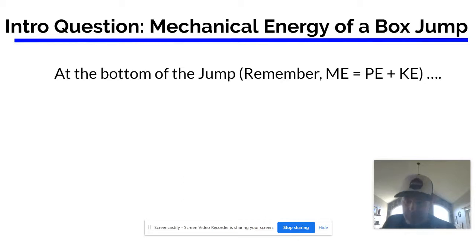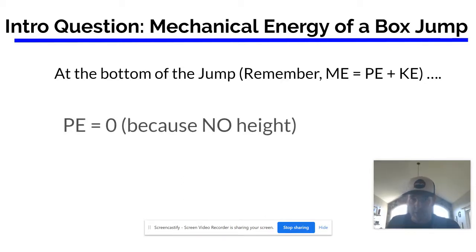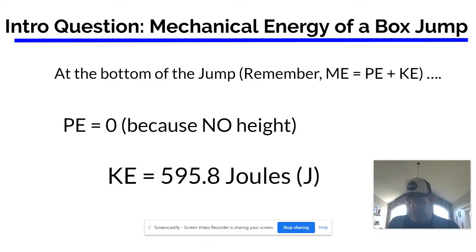Now, at the bottom of the jump, again, remember, mechanical energy is potential plus kinetic energy. My potential energy is now 0 because I have no height. And if we think about mass times gravity times height, if any one of those are 0, then that's going to make everything 0. So kinetic energy at the bottom of the jump is 595.8 joules.